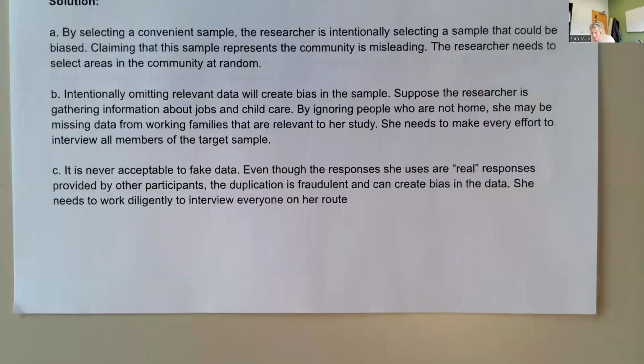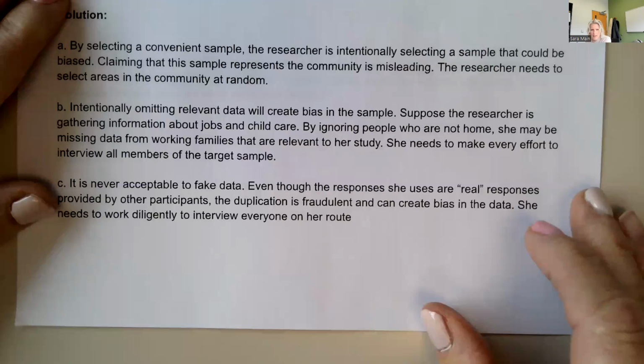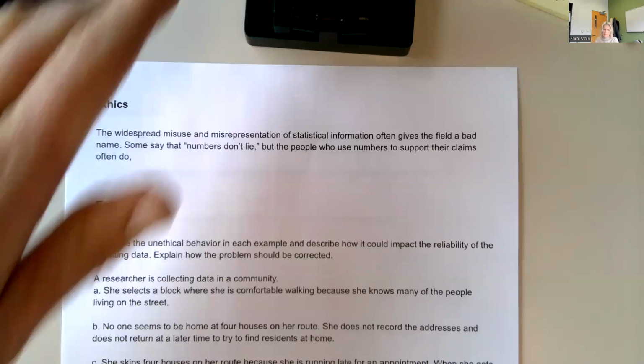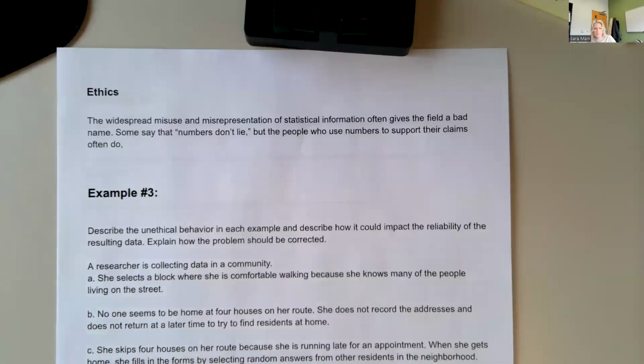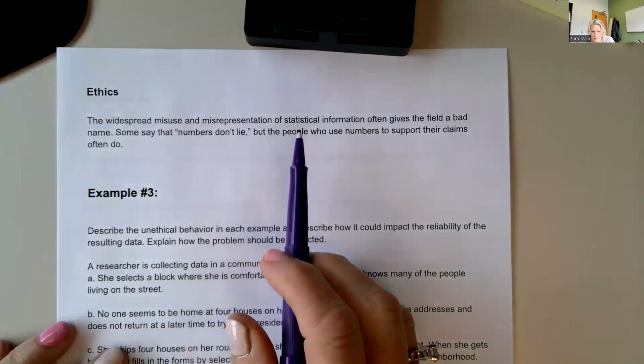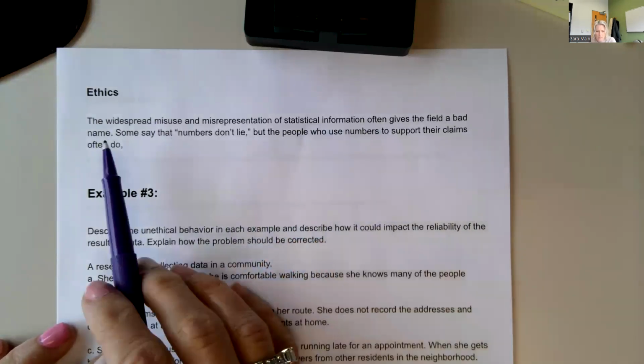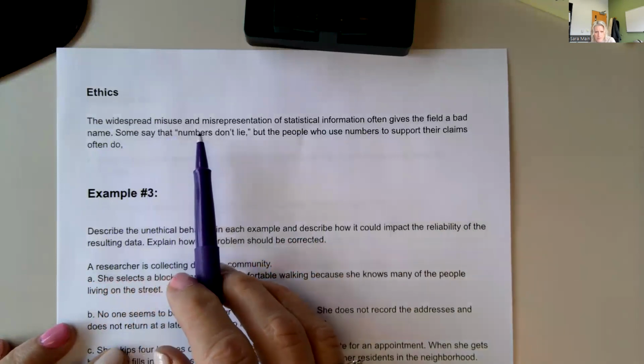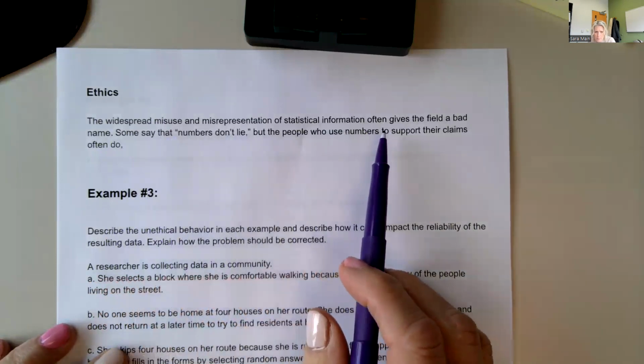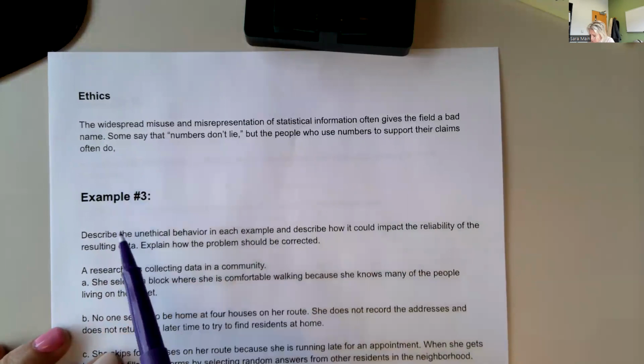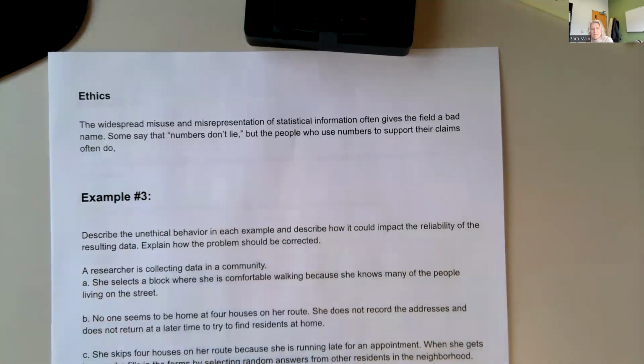Okay. The other part of this lesson is all about ethics. The widespread misuse and misrepresentation of statistical information often gives the field a bad name. Some say that numbers don't lie, but the people who use numbers to support their claims often do. And that's unfortunate. That's true. You can definitely use numbers and statistics to sometimes prove your point in either direction, depending on how you use the numbers.